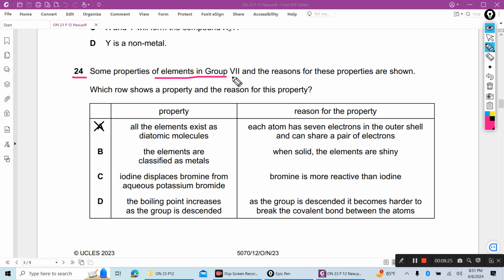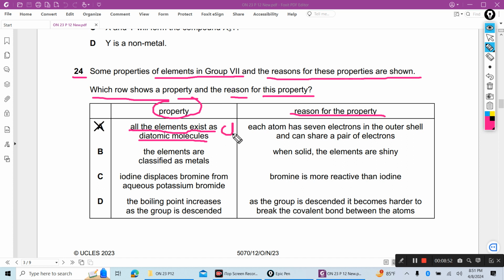Some properties of elements in group 7 and the reason for these properties are shown. Which row shows a property and the reason for this property? All the elements exist as diatomic molecules. Diatomic means group 7, Cl2, Br2, they are diatomic. Now why are they diatomic? Each atom has 7 electrons in their outer shell and can share a pair of electrons.